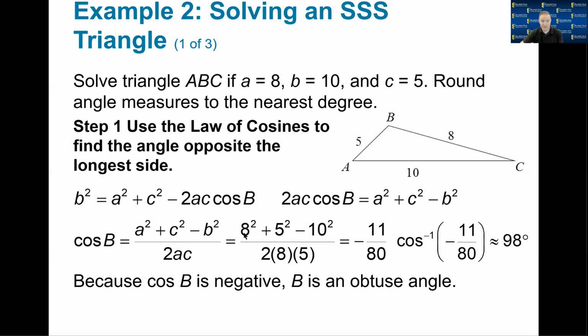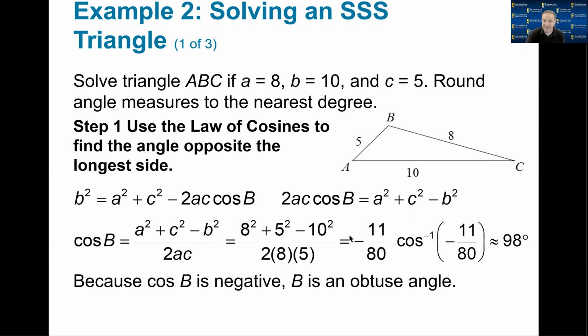I'll plug this in. Your numerator is going to be 64 plus 25 minus 100. That gives me a negative 11. Your denominator is just going to be 10 times 8 for 80. So I get a negative 11 over 80. Now, that's what the cosine of b is equal to.